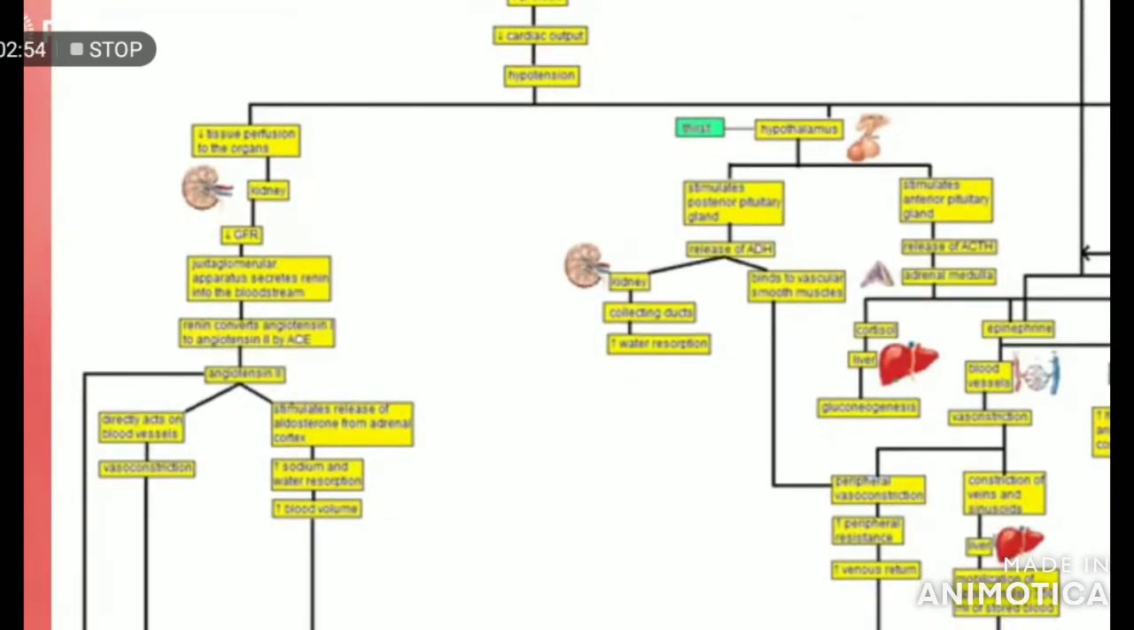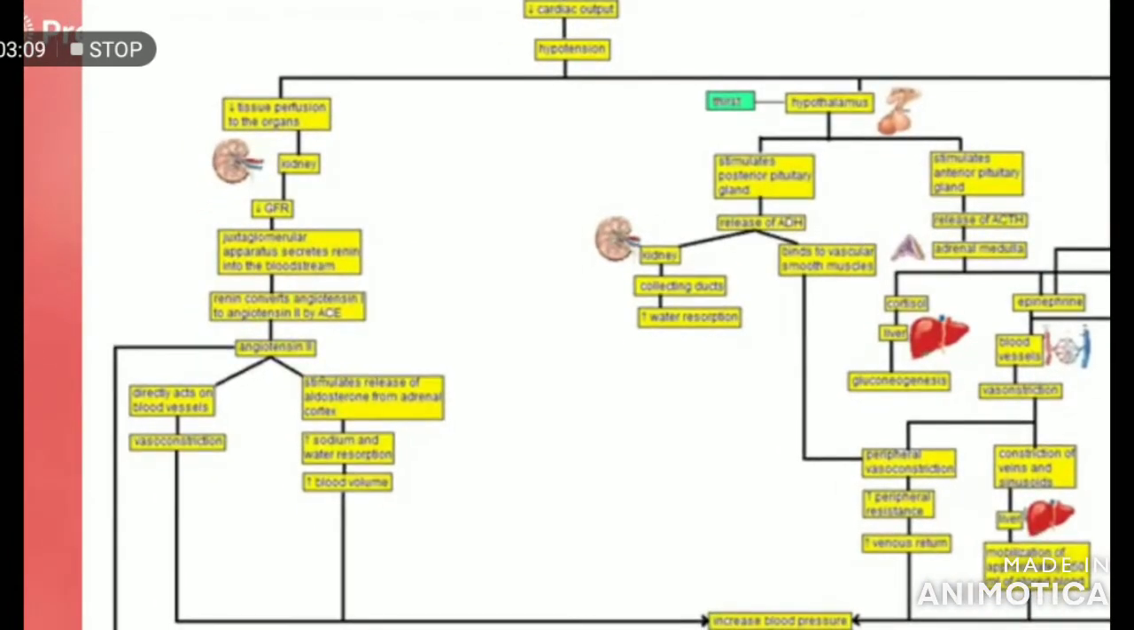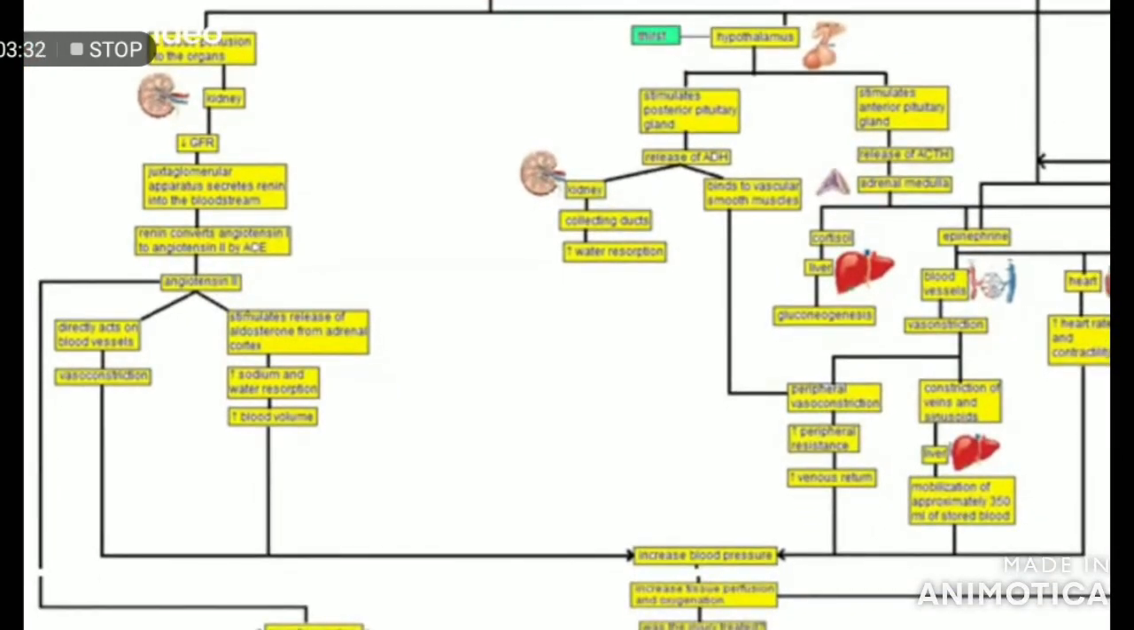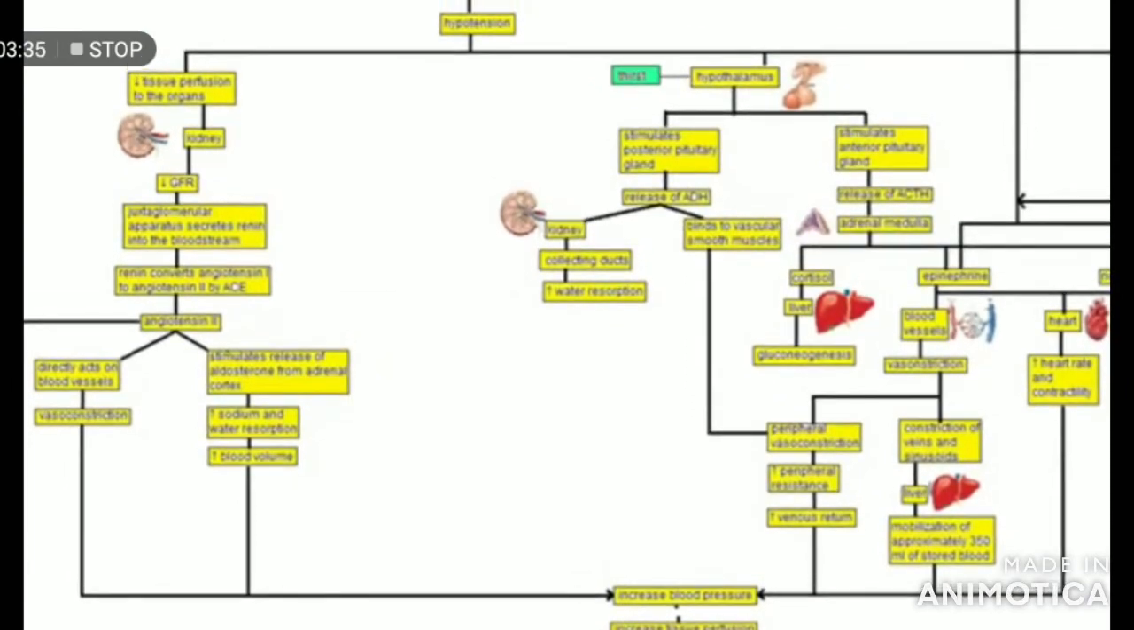the juxtaglomerular apparatus secretes renin into the bloodstream, and then renin converts angiotensin 1 to angiotensin 2 by ACE, or angiotensin converting enzyme. Then the angiotensin 2 directly acts on the blood vessels and does vasoconstriction, and also it stimulates the release of aldosterone from adrenal cortex to increase sodium and water resorption, which also then increases blood volume, and all of this will lead to an increase in blood pressure. And now that is for the kidney's compensatory mechanism.